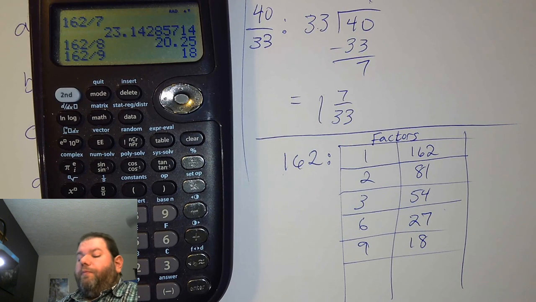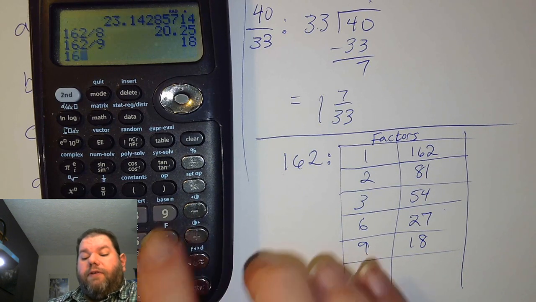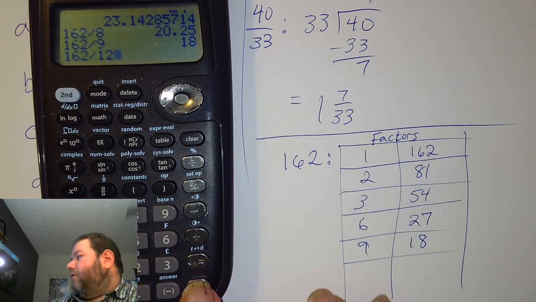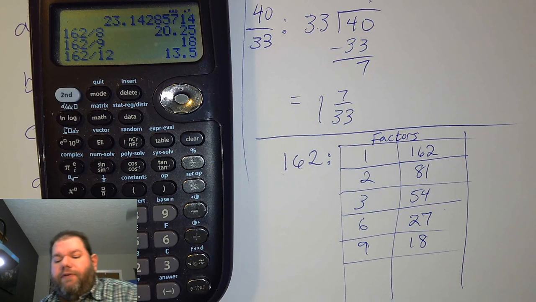Okay. Now, we got it down to 9 and 18, so the question is, are there any other numbers in between where it could work? It might be 12. Let's try 12. Not 12, no. So we know it's not 10, it's not 11, it's not 12, probably not 13, and probably not 14. If it didn't work for 7, it's not going to work for 14 either. So that's all of our factors for 162.